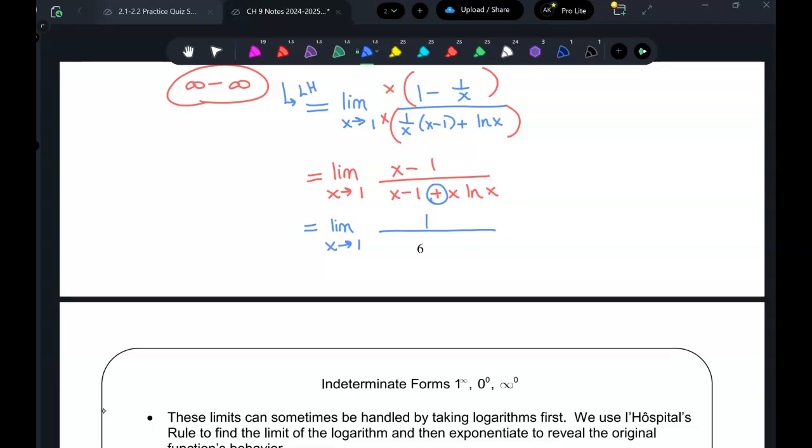So this is going to be 1 plus natural log of x plus x times 1 over x, or just plus 1. So that's going to make it 2 in the denominator, 1/2. That's really cool. So again, we took something that was in the form infinity minus infinity, and we got a half.